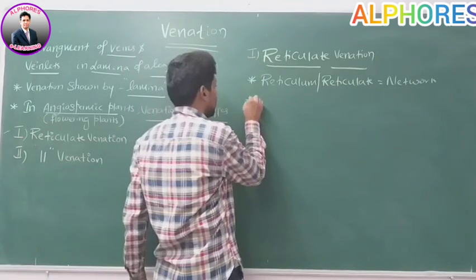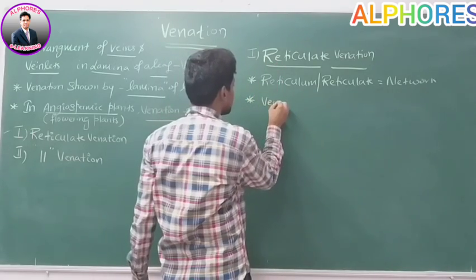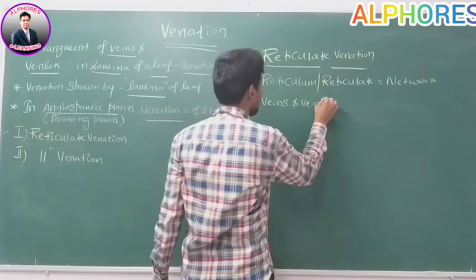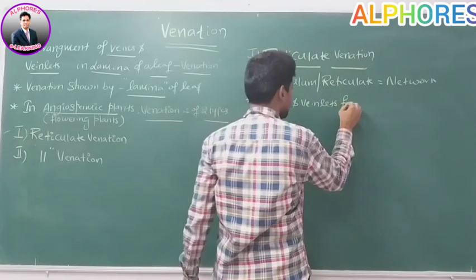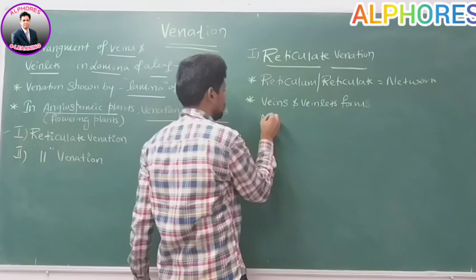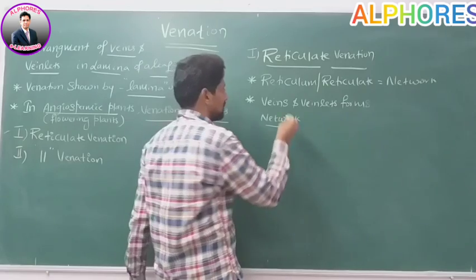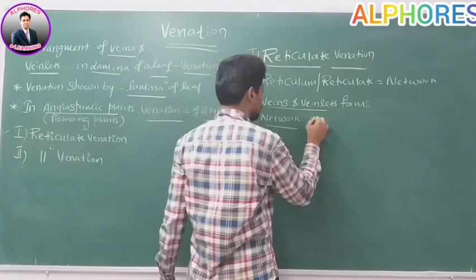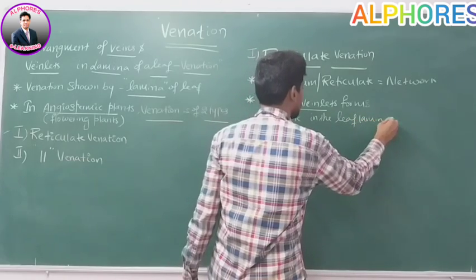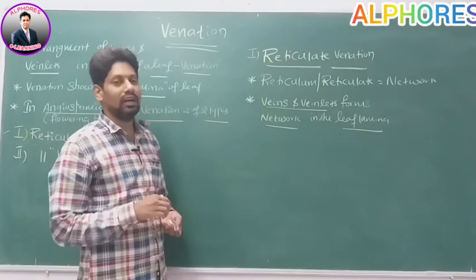Therefore, during reticulate venation, veins and veinlets form what, sir? A network. Who is forming this network, sir? Veins and veinlets. Where? In the leaf lamina. Yes or no? In the leaf lamina, veins and veinlets are forming a network, in reticulate venation.